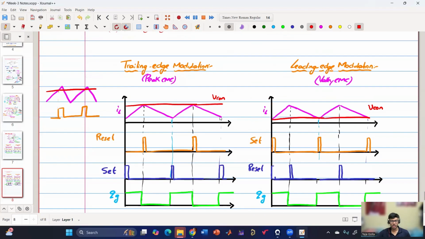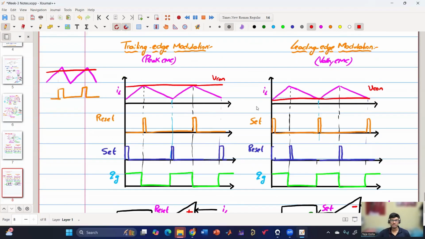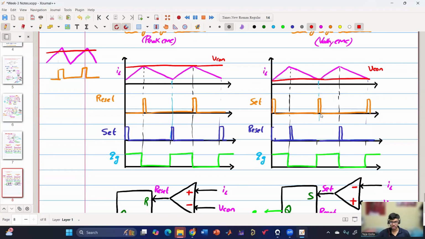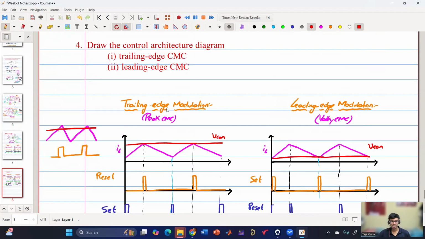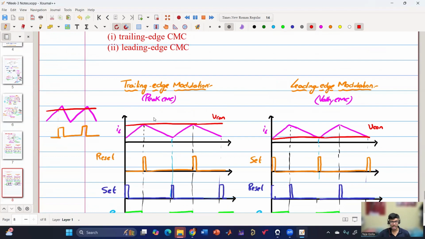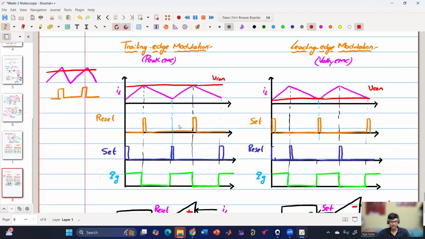So when we are talking about trailing edge modulation as well as leading edge modulation, the changes will be in the flip-flop as well as the comparator inputs, and the comparator output is set in one and reset in the other. Trailing edge means the inductor current is trailing. Inductor current trailing means it is below VCon, or I can say VCon is the peak. So that's why it is peak current control. In the case of leading edge, the inductor current is leading, or above VCon, which means VCon is at the valley point. So that's why it is called valley current control. So this is the modulation technique.